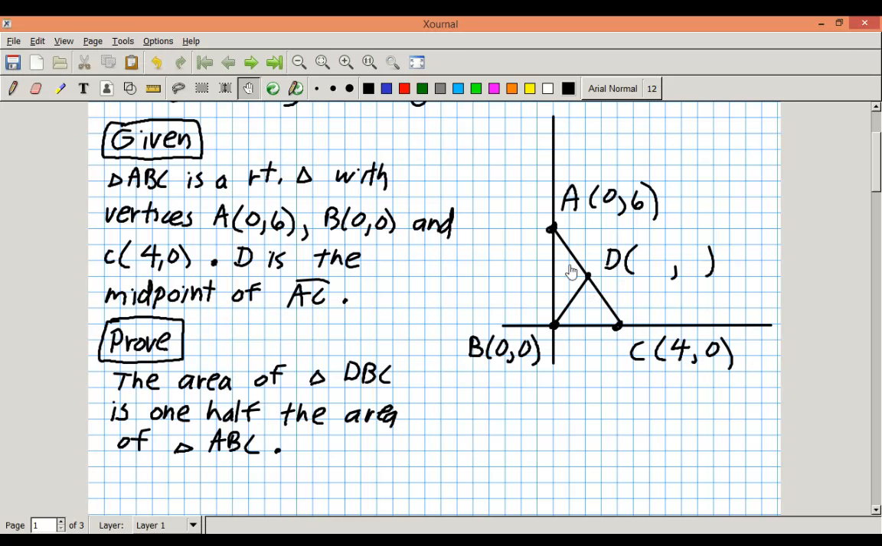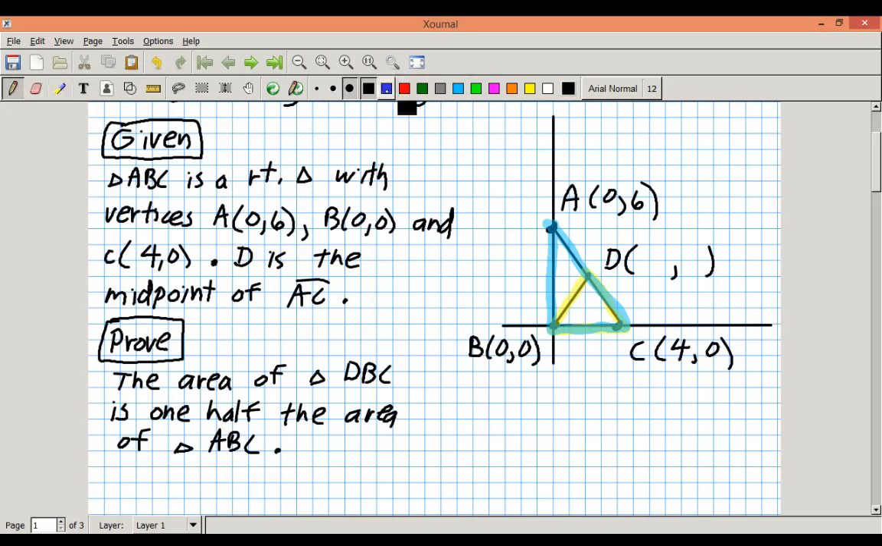It's a right triangle. So we're trying to prove that the area of triangle DBC, so let me highlight that again so you know we're talking about this smaller one, trying to find this area and show that that's going to be exactly 1/2 of the area of the right triangle right here. So we're going to do that using coordinates.